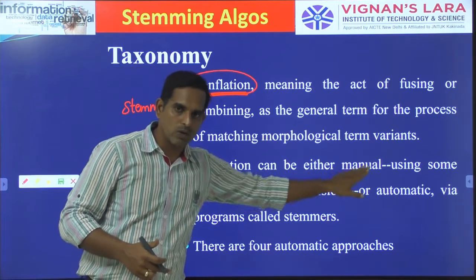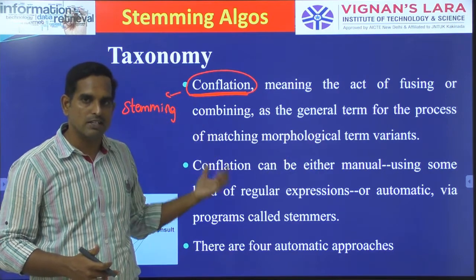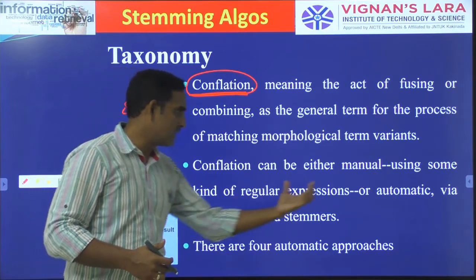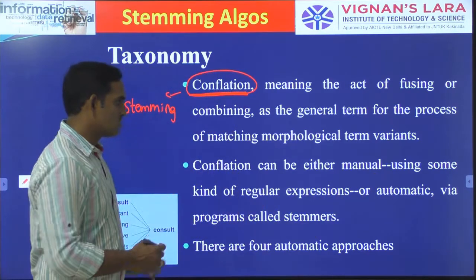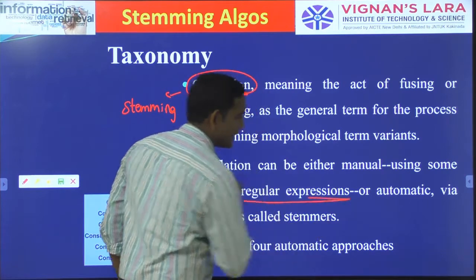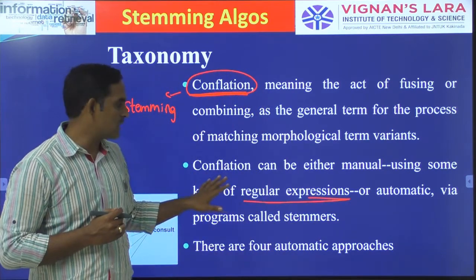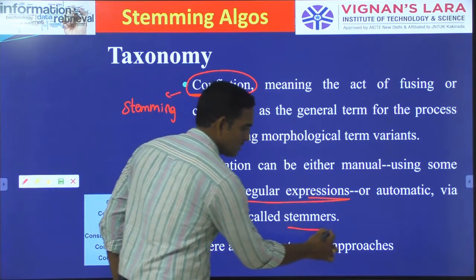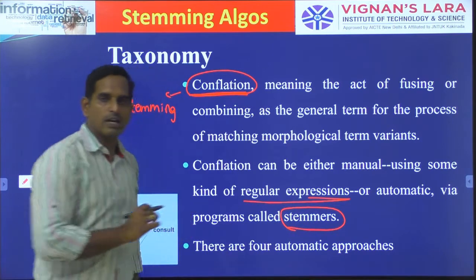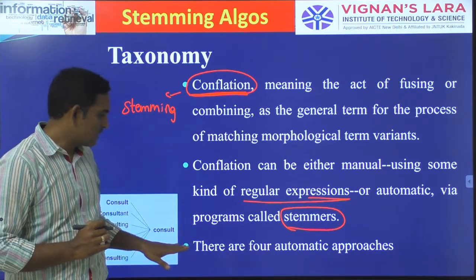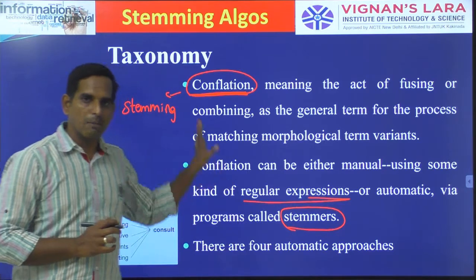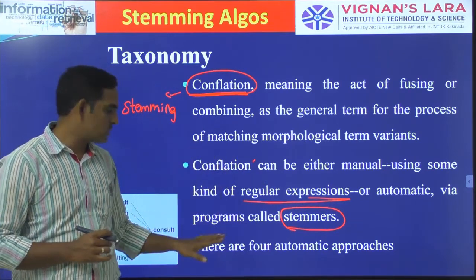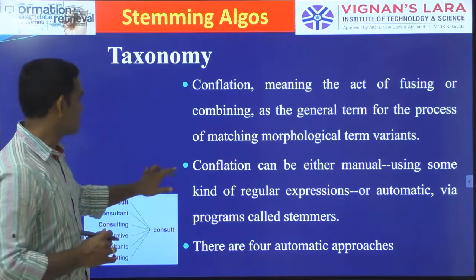Conflation can be done either manually or automatically using programs. Manually, we can use regular expressions to perform the conflation, or automatically by various programs called stemmers. The programs which implement stemming are called stemmers. There are 4 automatic approaches. We will not be covering the manual approaches here. We will cover only the automatic approaches.